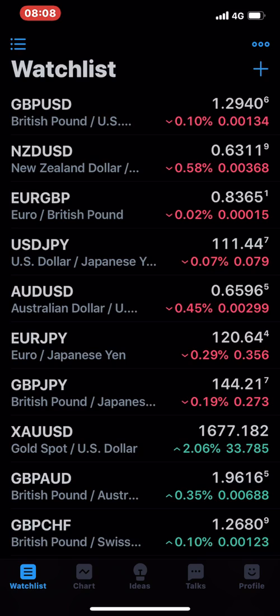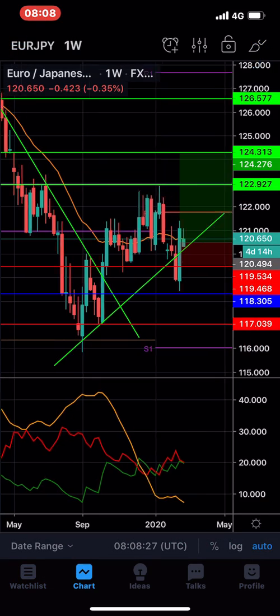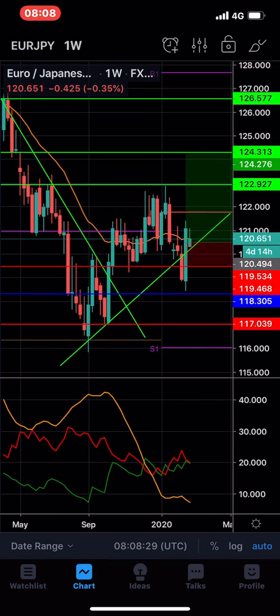So getting straight into this week, I've published 3 ideas today. So we'll just have a look at those. One being this one, the euro against Japanese yen.